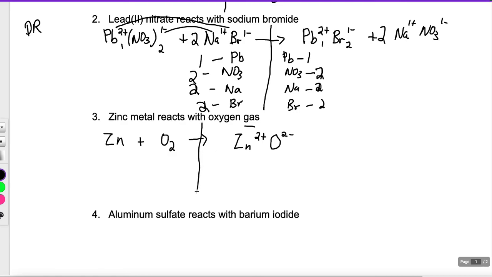All right, so let's count. We've got zinc, we've got oxygen. We have zinc, we have oxygen. 1 zinc, 2 oxygen. 1 zinc, 1 oxygen. Okay, the oxygens aren't even, so I'm going to have to write a 2 here. That gives me 2 oxygens. That also, though, now gives me 2 zincs. So now I got to come back and fix the zinc by writing a 2 here. Okay, that gives me 2 zincs.